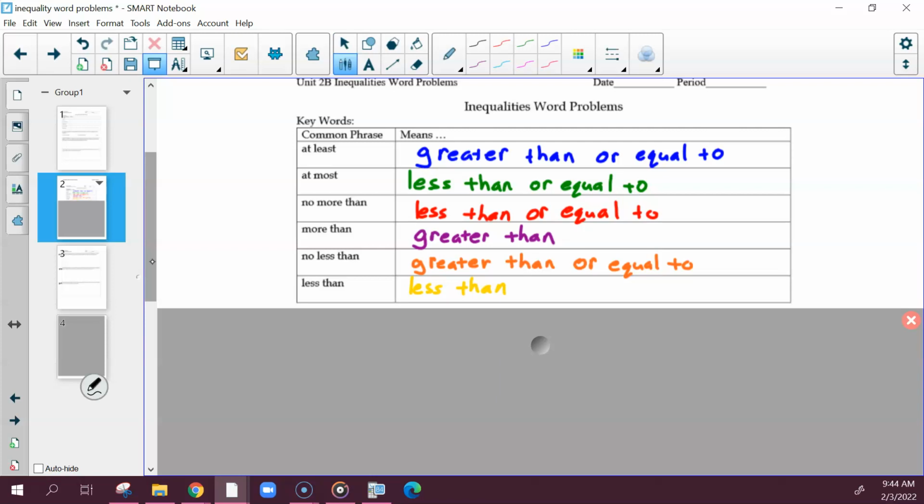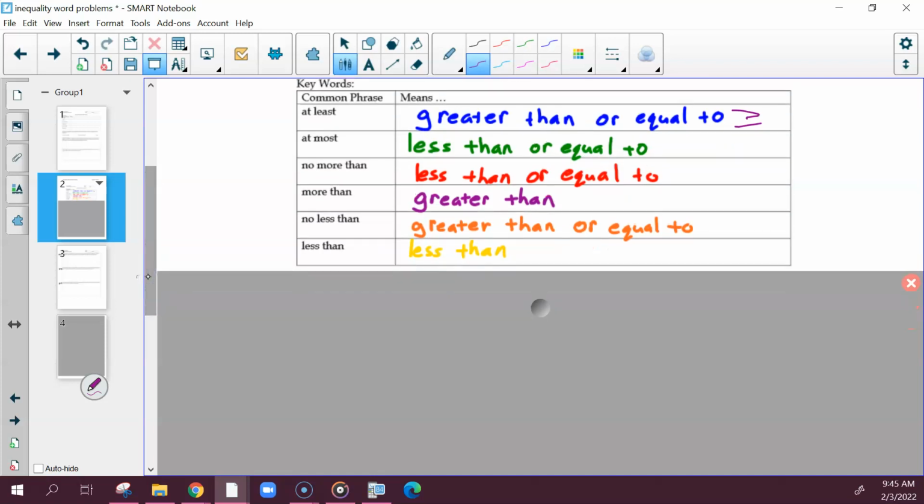Okay, so I'm going to try and give you an example of each so you know when to use it. At least would be greater than or equal to. I have at least $5. I could have more than that, but I have 5. I don't have less than that.